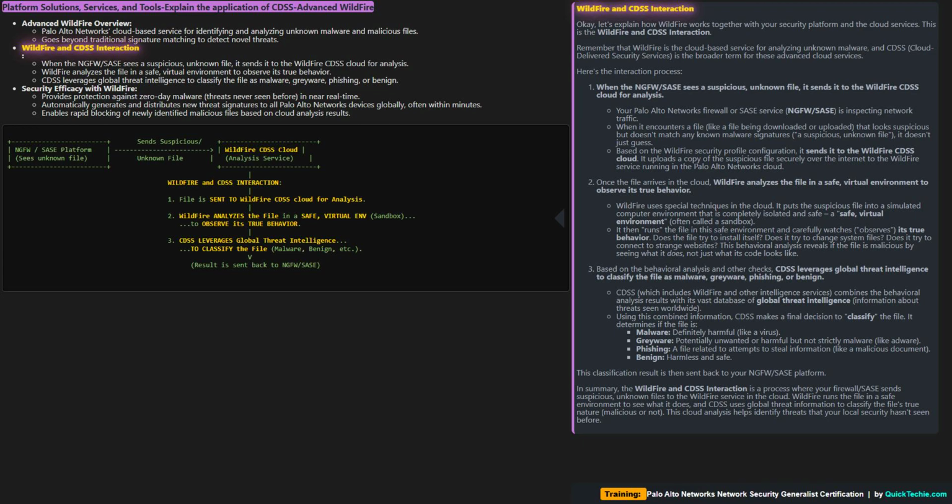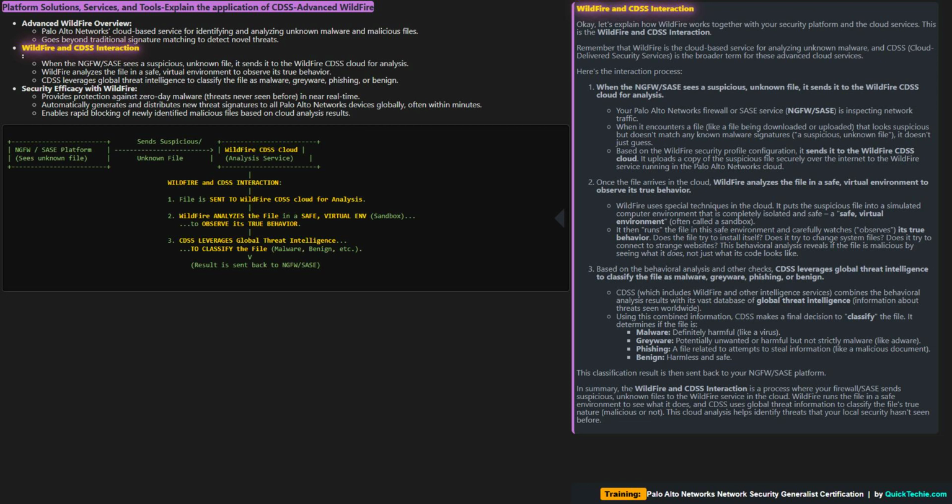It determines if the file is malware, definitely harmful, like a virus; greyware, potentially unwanted or harmful but not strictly malware, like adware; phishing, a file related to attempts to steal information, like a malicious document; benign, harmless and safe. This classification result is then sent back to your NGFW, SASE platform. In summary, the WildFire and CDSS interaction is a process where your firewall, SASE, sends suspicious, unknown files to the WildFire service in the cloud.